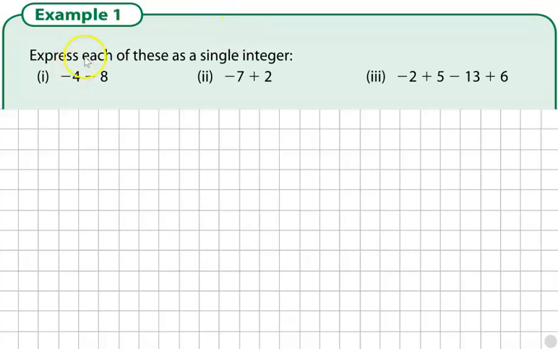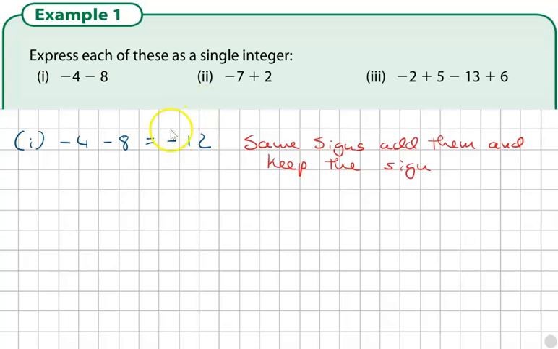Example 1. Express each of these as a single integer. Part 1. Minus 4 minus 8. So here we have the same sign, so we're going to add them and we're going to keep the sign. So 4 plus 8 is 12, and we keep the sign, which is a minus. Same signs, add them and keep the sign.